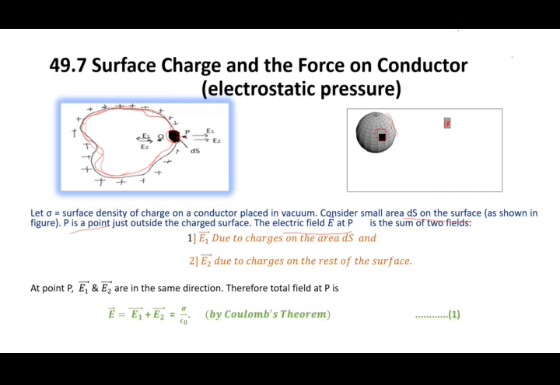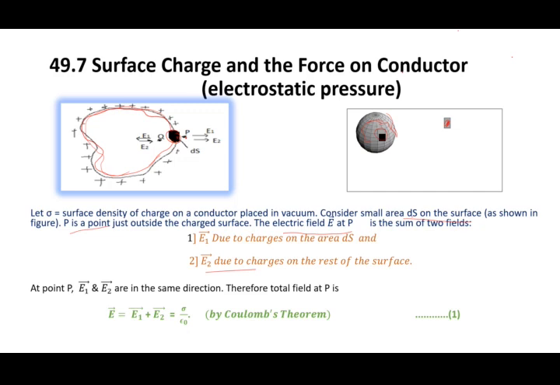Okay, that also contributes to electric field. And what is E2? E2 is the electric field due to the rest of the charges which are present in the rest part of the surface, that also contributes electric field at point P. Now we have to calculate E1 and E2. At point P, E1 and E2 are in the same direction. Electric field due to this portion is in this direction, and the rest, E2, is also in this direction.